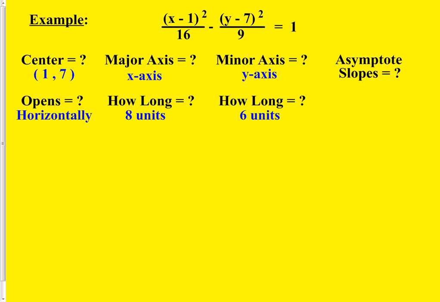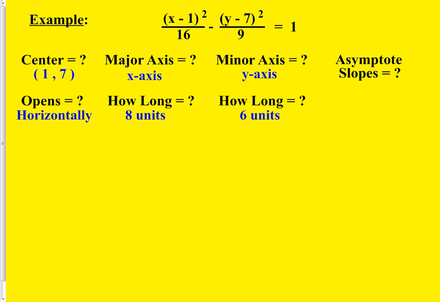Now the slope of the asymptotes is something that is kind of new to us, but remember, it is slope. So we want information about y in the numerator of slope. We want information about x in the denominator of slope. So again, we are looking at the denominators. The denominator of the y term is a 9. The square root of 9 is 3. That means our rise for our asymptotes is going to be 3 units.